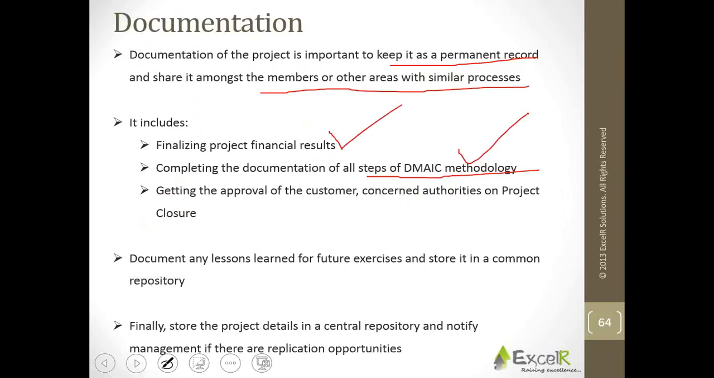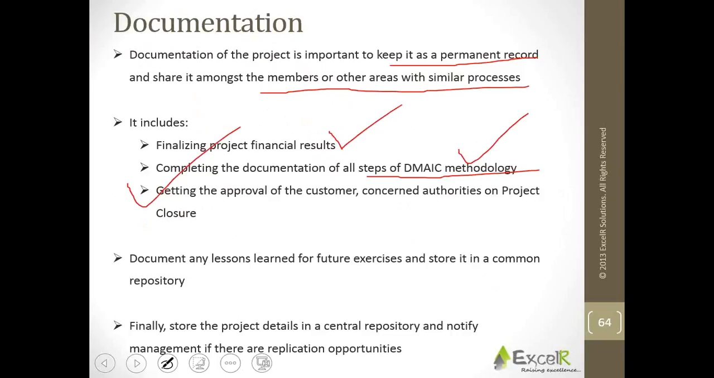That is why, in the previous project that you have done, we have defined, measured, analyzed, improved, controlled, everything that you have to do. You also have to document it. So if you go through that project carefully, there will be the documentation part also. Getting the approval of the customer and concerned authorities on project closure is very, very important.